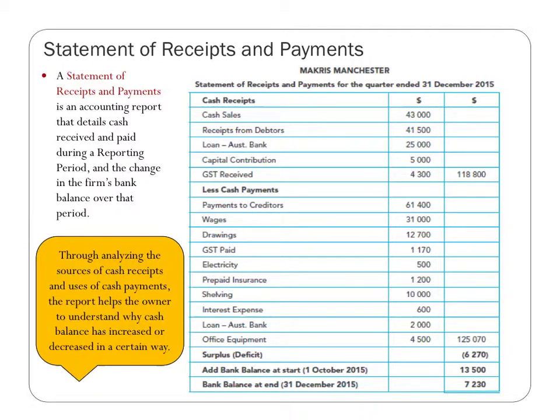Okay, so similar to the balance sheet and profit and loss statement, you always have the business name on the top. Then you have the name of this particular report, the statement of receipts and payments. Note it's for the quarter ended 31st December 2015, so it's for a particular period. It shows you the cash inflows and cash outflows over a given period of time, as opposed to as at a particular date, which is the case for the balance sheet.